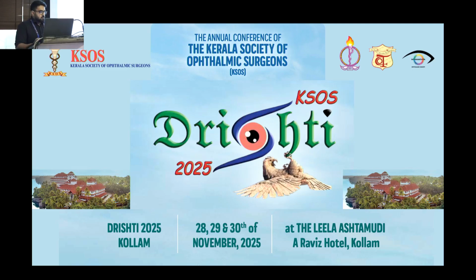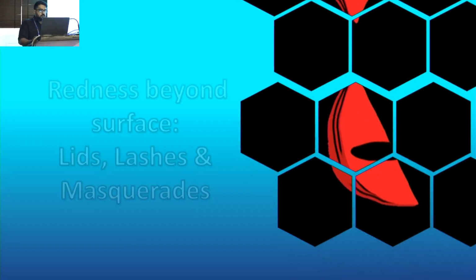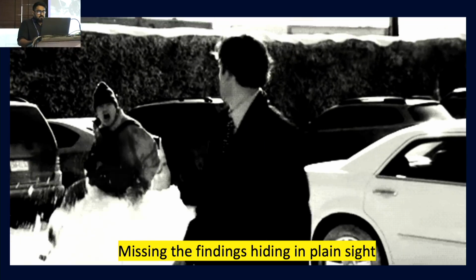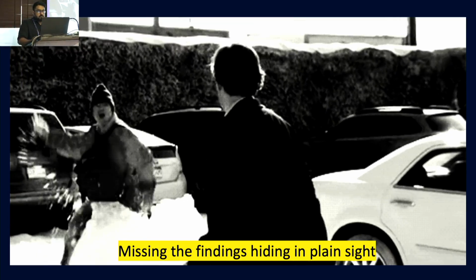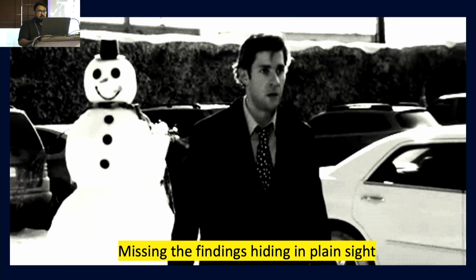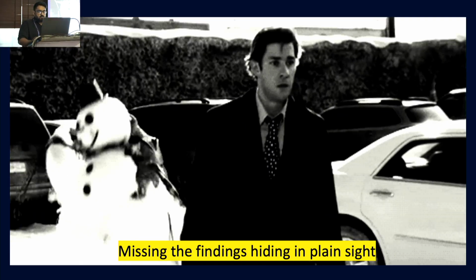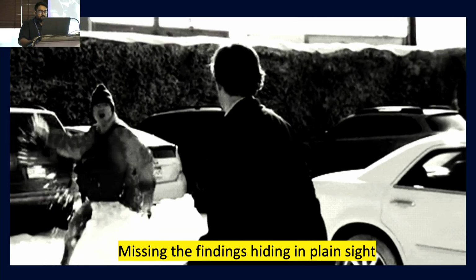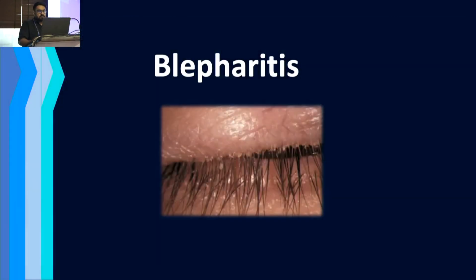So we've been going through serious topics involving conjunctiva and cornea. My topic is basically lids, lashes and masquerades. This is an image that I would want you all to remember, because many a time as ophthalmologists, we miss the findings that are usually hiding in plain sight. So always look out for the most common things that can happen and that always present before us at the slit lamp. First I'll be covering the conditions that occur in the lids.